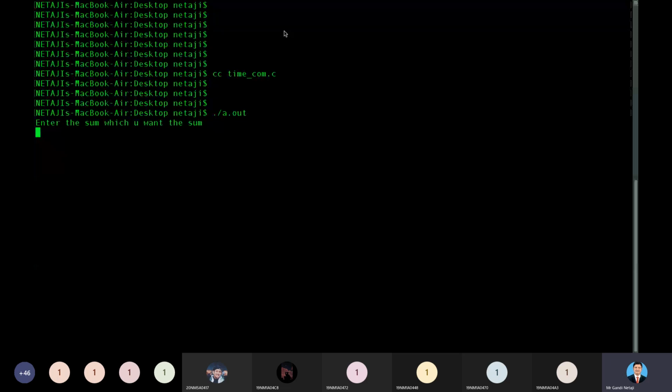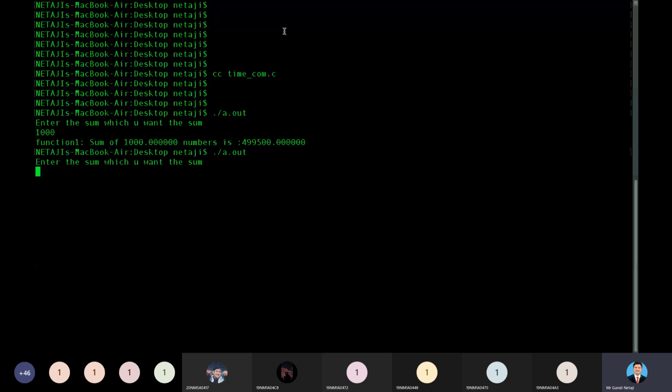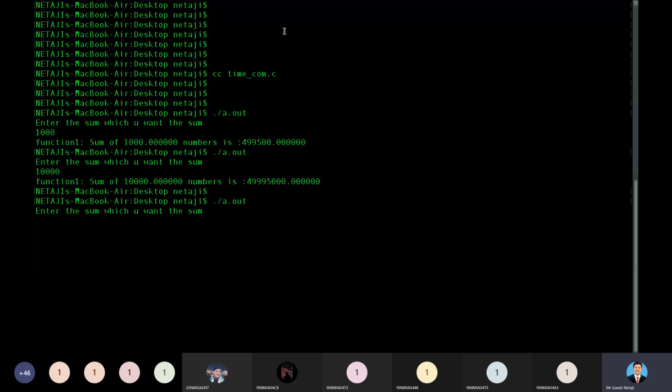Again we can run the program. I want to give 10,000. So it generates somewhat slower. Suppose I want to compile and run again. Suppose I give 1 lakh as an input. So we can get the output. The next one, I want to give the input 1 crore. So the system is waiting, slightly waiting.